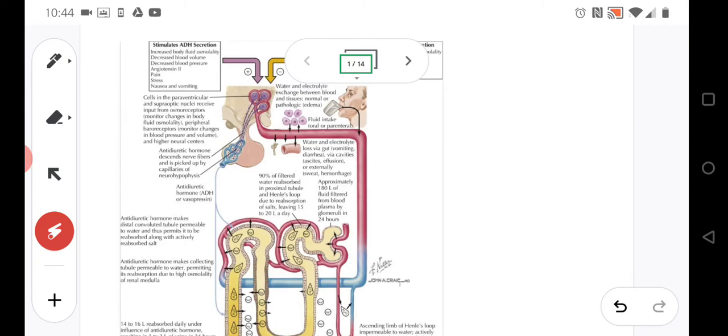What activates it? Generally, as you can see here, this hormone is regulated by receptors in the brain. But what are the stimuli that would activate those receptors that will lead to increased production? Generally, increased fluid osmolarity, decreased blood pressure, decreased blood volume, pain, stress, nausea, vomiting, things like that.